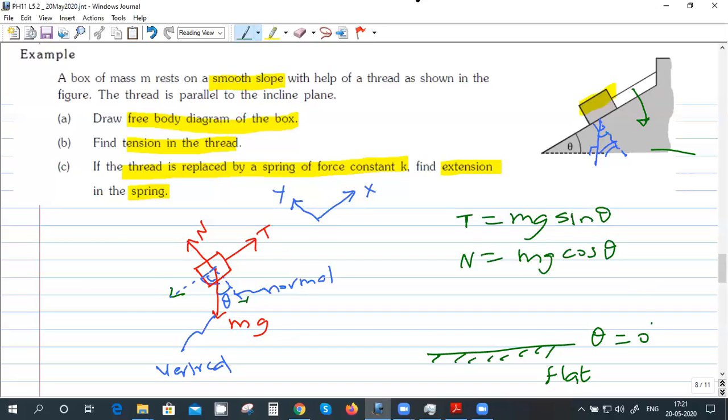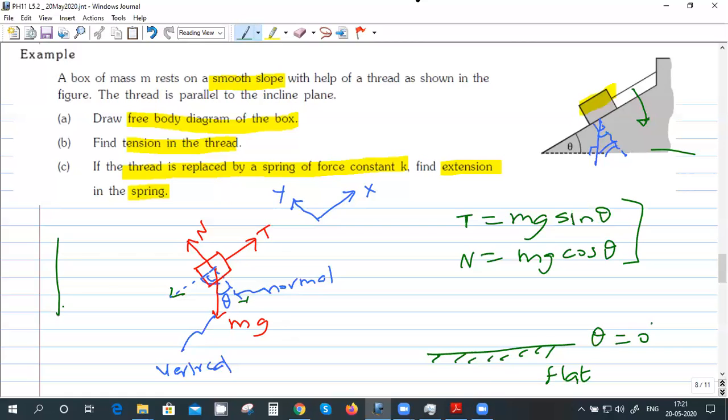Yes, sir. That's obviously true because there's nothing to pull the string. And normal reaction is mg. So this is correct, no? On a flat surface, normal reaction is mg. So if you put theta equal to 0 in this one, you get N equal to mg. So this expression is correct then. These two equations are correct. Getting it? Okay. So we can take the extreme case.